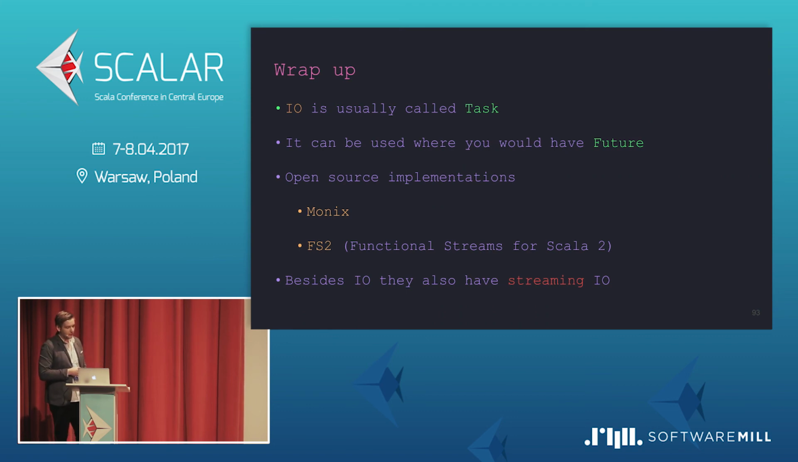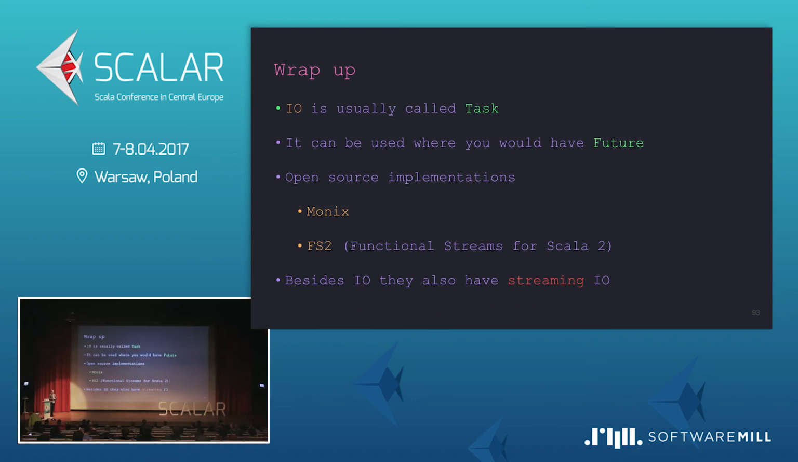Monix and Functional Streams for Scala also have streaming I/O, because our IO type cannot express streaming, but those 2 libraries have it. Well, our IO type is actually limited, we didn't do a lot of things, like for example, error handling, right? But this was just a showcase.